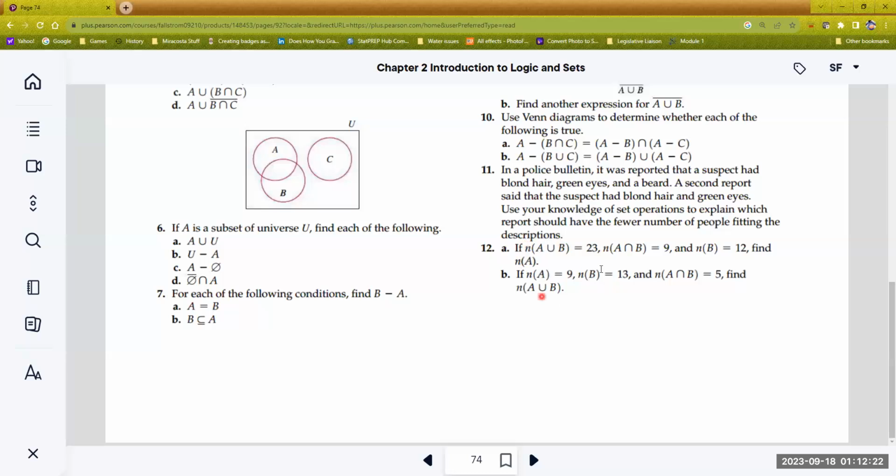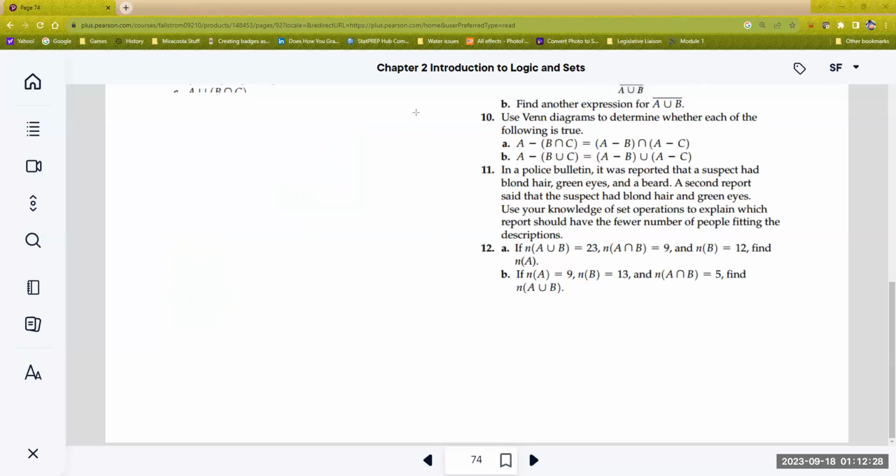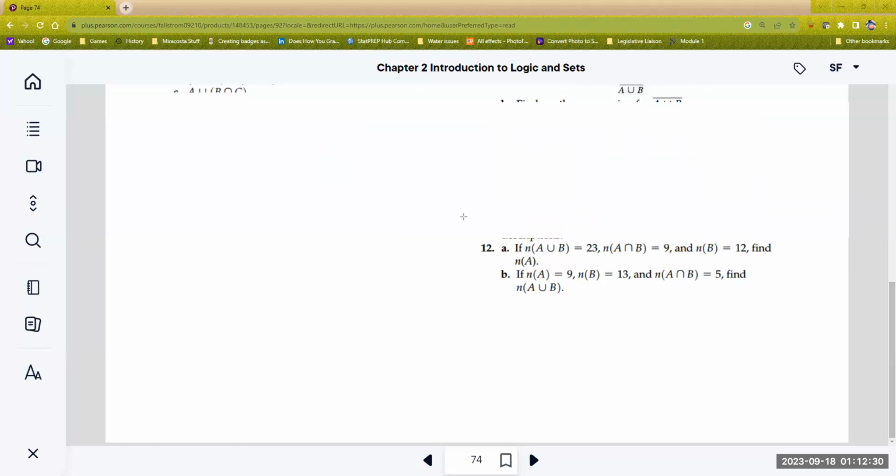Let's take a look at 12, the last question that came up in this set. So I'll white space this. If n of A union B equals 23 and the intersection is 9, this is actually what we did in class with the pieces. So we came up with the idea that n blue, plus number of hexagons, minus the number of blue and hexagon is equal to the number of blue or hexagon.